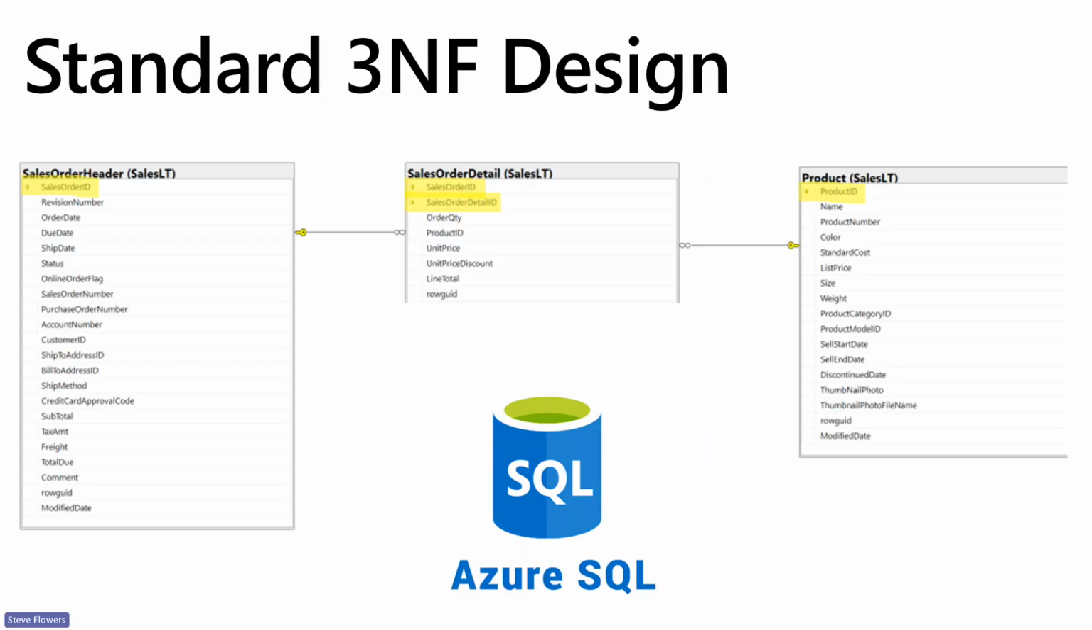So if we look at a standard table design, this is the AdventureWorks data out of Azure SQL. This is very typical, right? We have a many-to-many relationship here. It's all very atomic, and we have our keys, and there's no duplication of data.